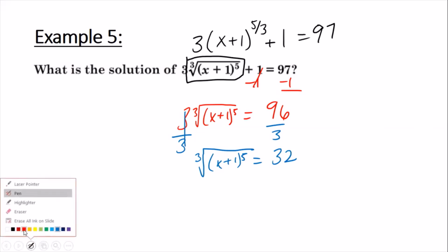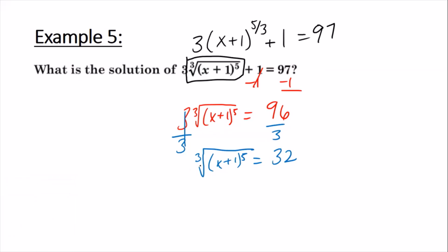Now what do I need to get rid of? The 3, the root. How do I get rid of that? You put a power to it. So it's 3 to the power, to the 3rd power. Now we're left with x plus 1 to the 5th power equals 32 to the 3rd power.